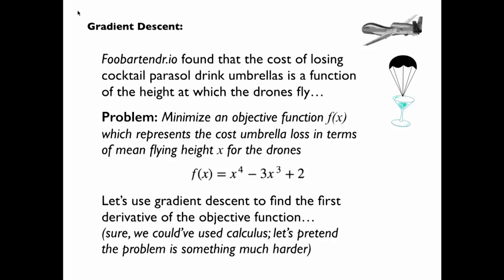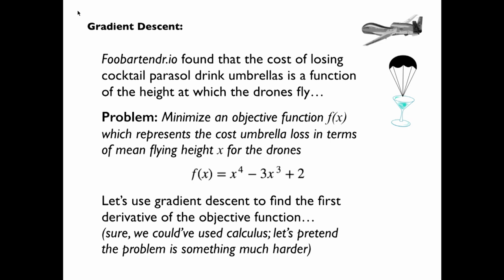So our example company, foobartender.io, has done a little bit of analysis and found out that the cost of losing the little cocktail umbrellas, the little parasol drink umbrellas, is a function of how high the drones are flying. If the drones fly at too high an altitude in the city, they catch a lot more winds, and the drink umbrellas fall off. And that's not a very good user experience.